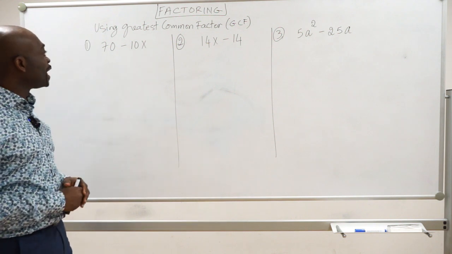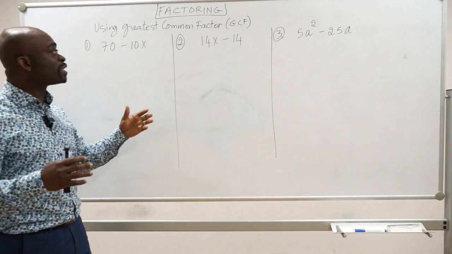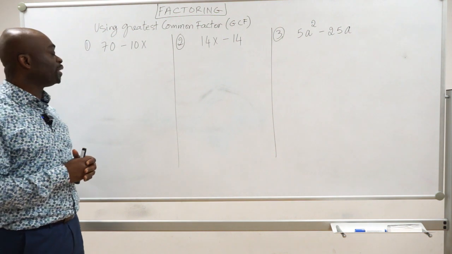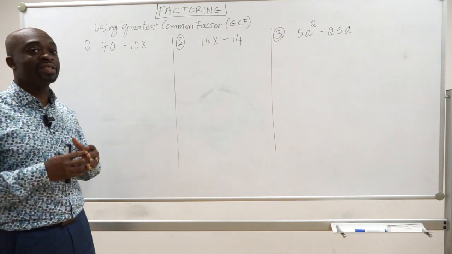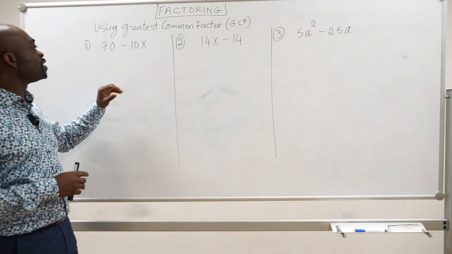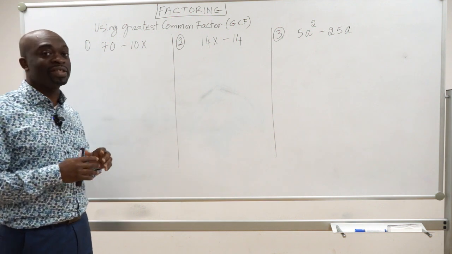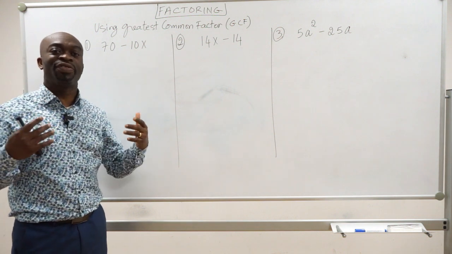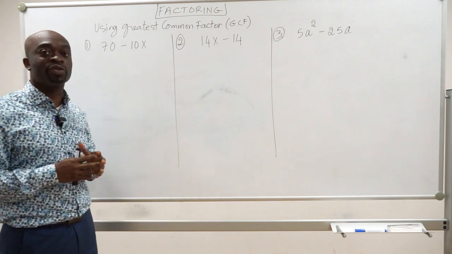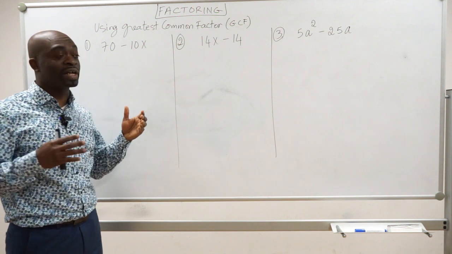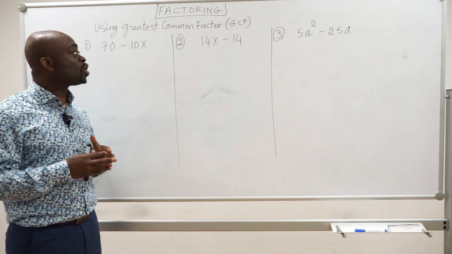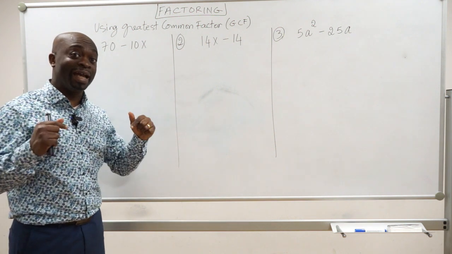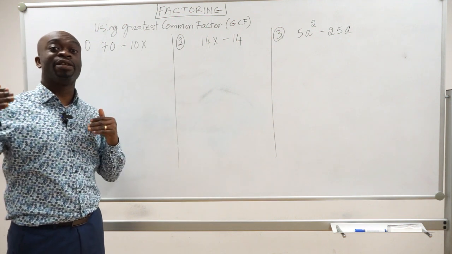Now when we take a look at this problem, using greatest common factor, GCF, we take question number 1 here: 70 minus 10x. Basically we have two terms here. One is 70 and the other one is negative 10x. What we're trying to do is pull out anything that we have in common for those two terms. That's what common factor is all about. We're trying to get out of these two terms whatever they have in common, and the greatest one, meaning the highest one.